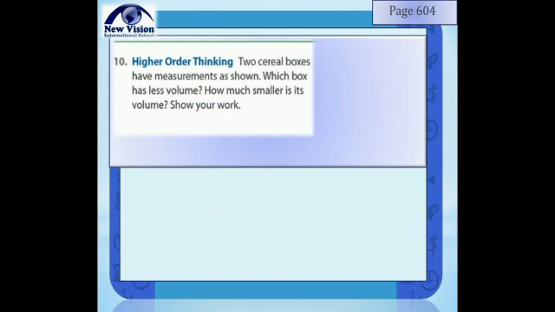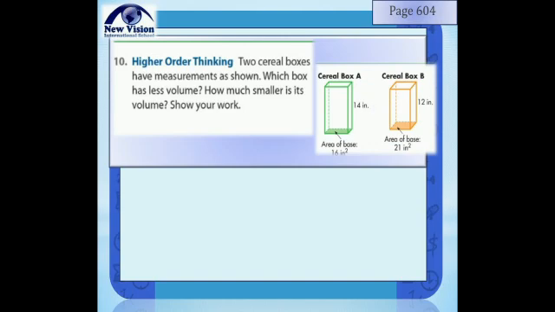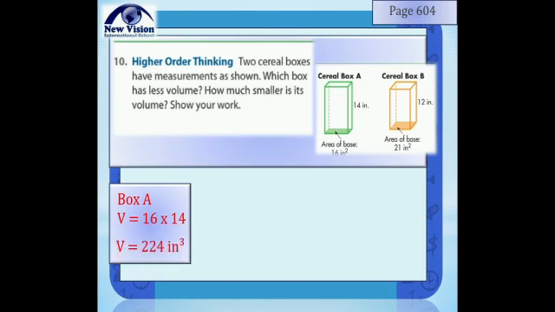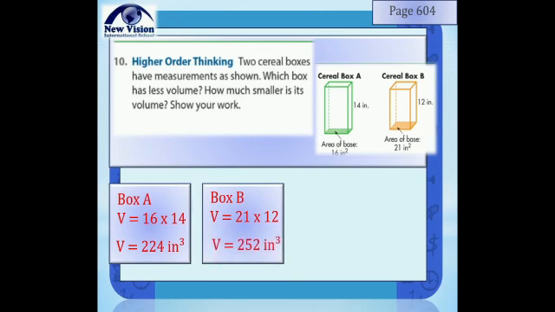Item number 10. Two cereal boxes have measurements as shown. Which box has less volume? How much smaller is its volume? Show your work. So we have cereal A and cereal B again. Box A, V equals 16 times 14 equals 224 cubic inches. Box B, 21 times 12 equals 552 cubic inches.